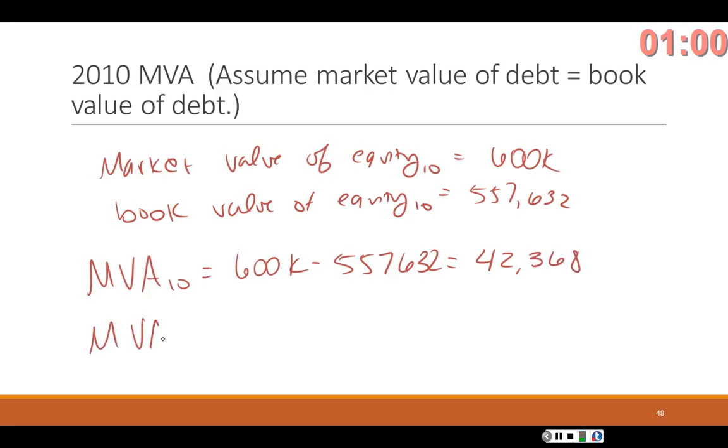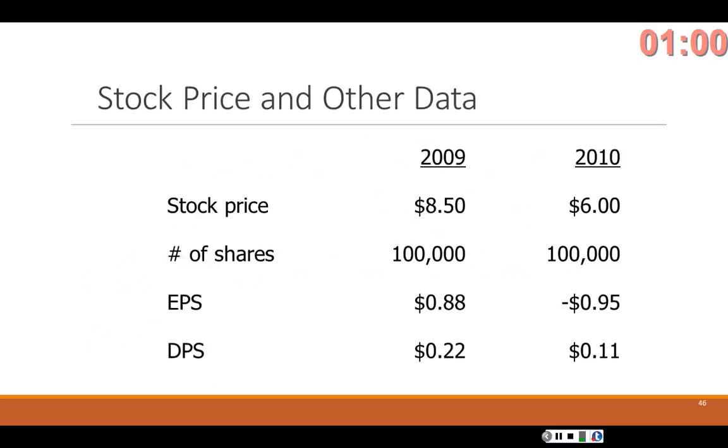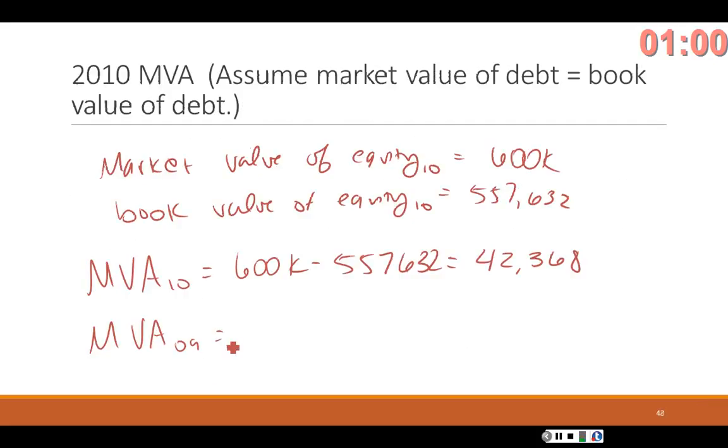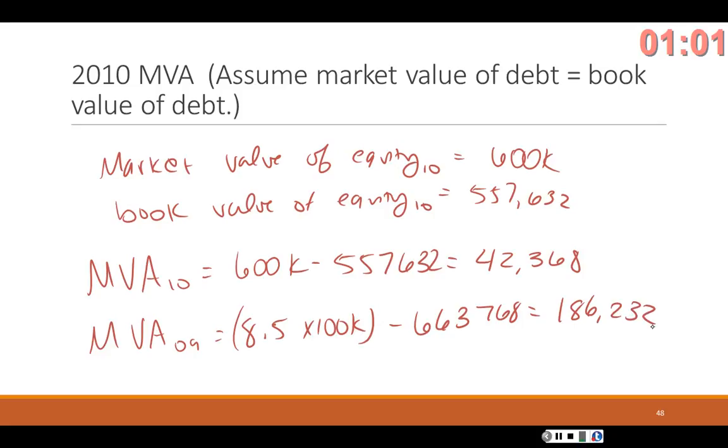We could do the same thing for 2009. In 2009, the share price was $8.50 and there was 100,000 shares outstanding. And we deduct the equity from that, the $663,768. And we see market value added in 2009 was $186,232. So recent actions for managers have drastically reduced the total amount of value that managers have added since inception.